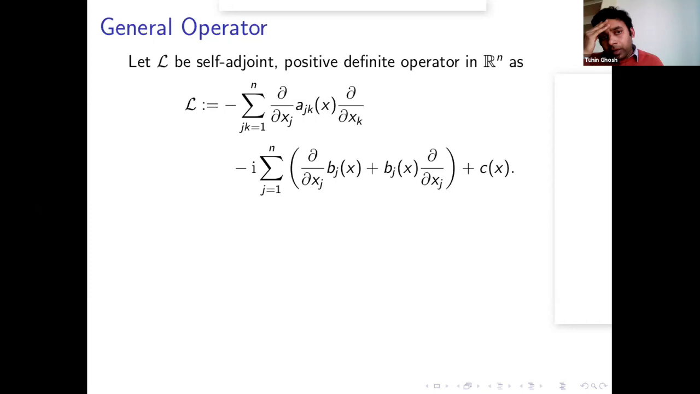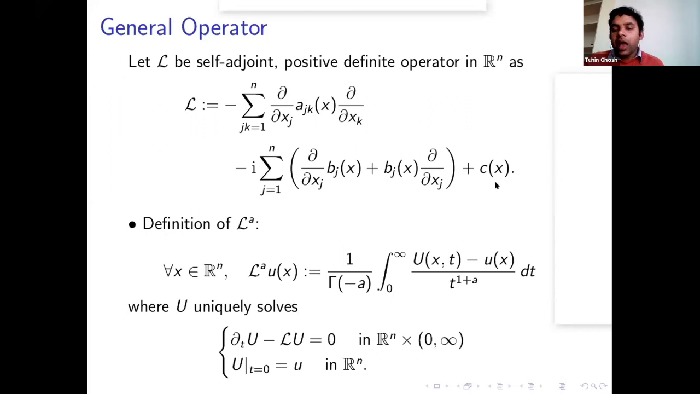Then, as I said, you can consider the heat flow with respect to this operator, or the heat semigroup. That means solving this heat equation, and then you can use the same method to define L to the power a u(x). That means the fractional power of L. That's going to be this (U(x,t) minus u(x)) divided by t to the power 1 plus a, where this capital U solves this parabolic equation.